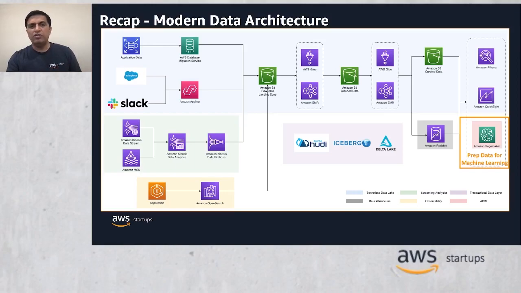In these videos, we covered specific use cases, reference architecture using AWS services, and customer success stories. In today's video, I'll talk about how to use SageMaker in building, training, and deploying your machine learning model and integrate with modern data architecture.